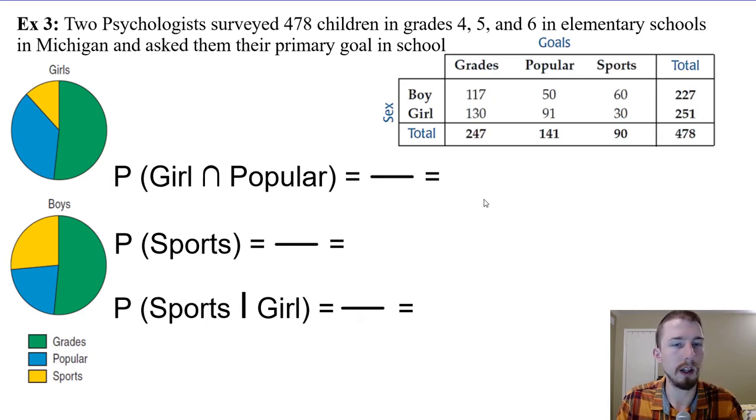Example 3, 2 psychologists surveyed 478 children. So we've got all the breakdown here. In grades 4, 5, and 6 in elementary schools in Michigan, and asked them their primary goal in school. They asked them whether it was grades, to be popular, or sports. I only care about one of those things. That's how I would have answered.